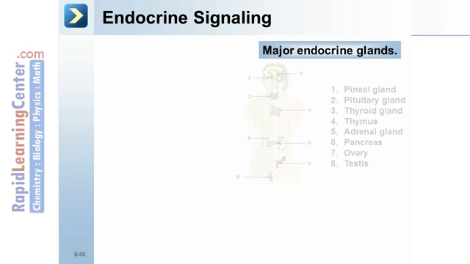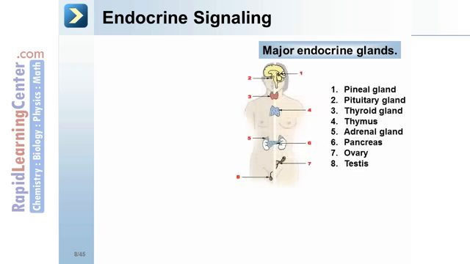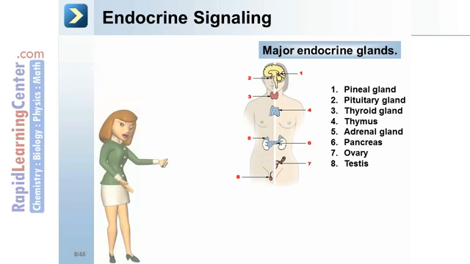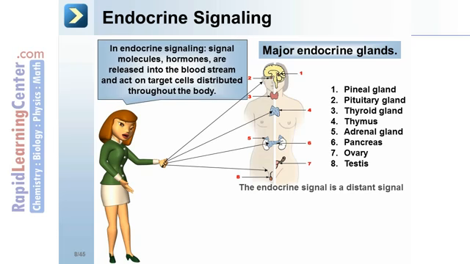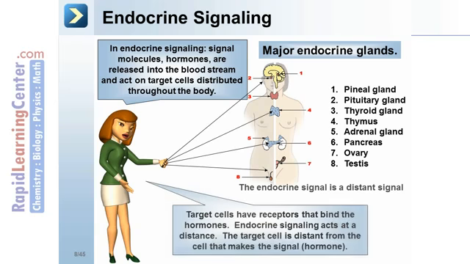Endocrine signaling. Major endocrine glands: pineal, pituitary, thyroid, thymus, adrenal, pancreas, ovary, and testes. The endocrine signal is a distance signal. In endocrine signaling, a signal molecule's hormones are released into the bloodstream and act on target cells distributed throughout the body.